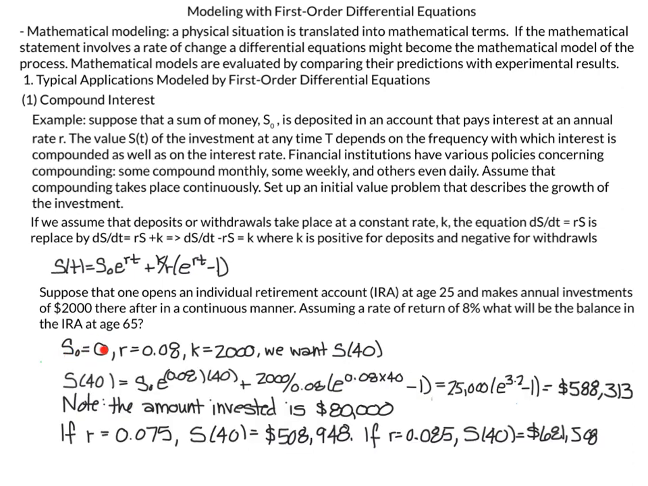Here, s naught is equal to 0. Our rate of return is 8%. K, that's the amount of money we're putting in. Remember, we have our formula here, and k is our deposits and withdrawals. So k is equal to 2,000, and we want to know what happens after 40 years, right? We're going from age 25 to age 65. So s of 40 is equal to s naught times e to the rt plus k over r times e to the rt minus 1.